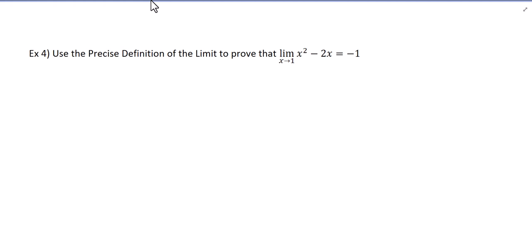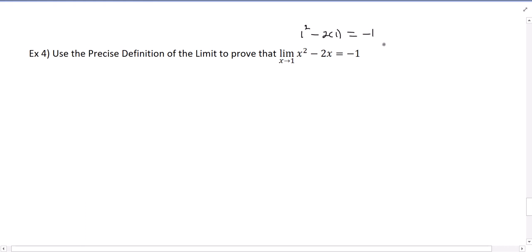First off, make sure that the limit is actually true. You can't prove something that's not true. So just quickly plug it in. When you have 1, you're going to have 1 squared minus 2 times 1. So that does give you -1. So I know that that limit is true, so that is something that we'll be able to prove.